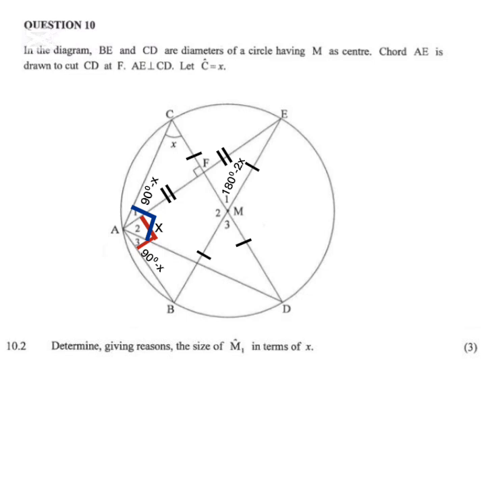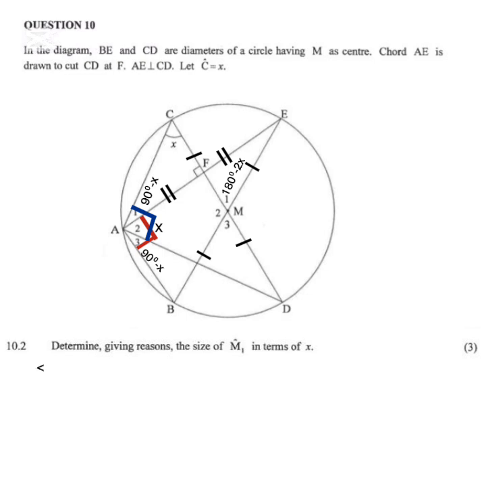10.2. Determine, giving reasons, the size of M1 in terms of X. We already got M1 on our diagram as 180 minus 2X, but let's solve it step by step. Both angle M1 and angle A1 are subtended by CE. So angle M1 is 2 times angle A1, reason: angle at center is 2 times angle at circumference. So if we show how we found angle A1, which is 90 minus X, we'll multiply 90 minus X times 2 to find angle M1.